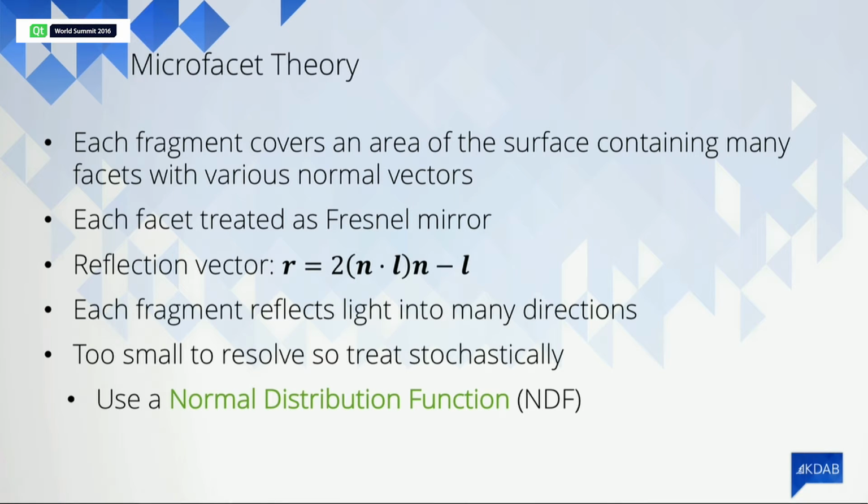Now the reflection vector R can be calculated, as you can see from that equation there. We can't do that for every little point inside of our pixel. So we're going to treat it stochastically, and we're going to use something called the normal distribution function to basically say how many of these little mirrors covered by our pixel are pointing in the right direction that we can actually see the reflected light.